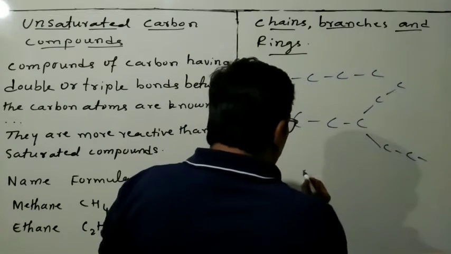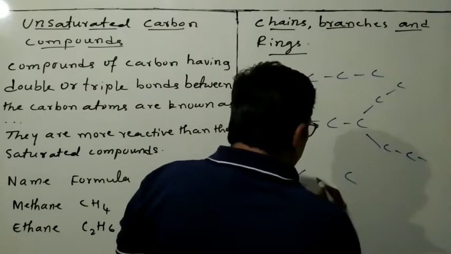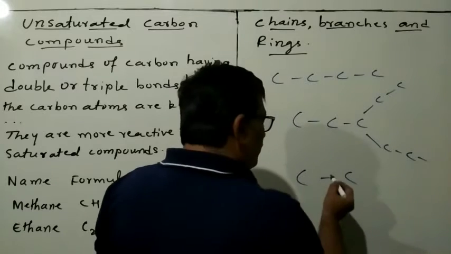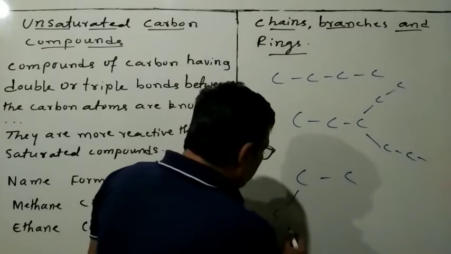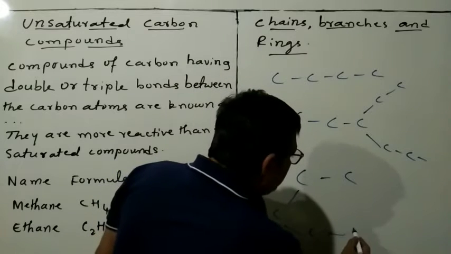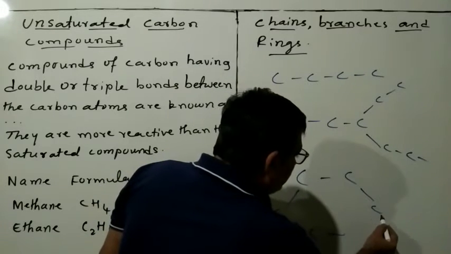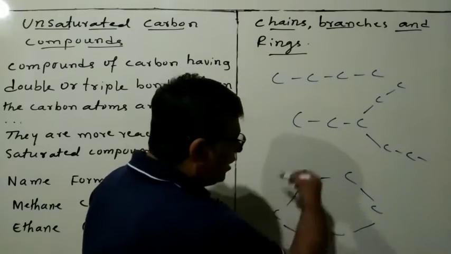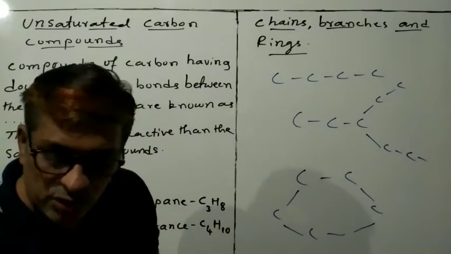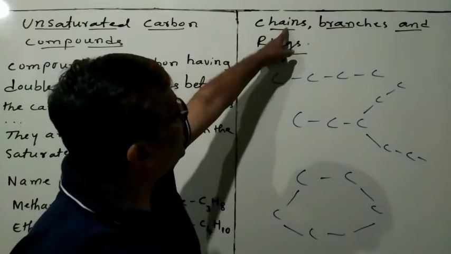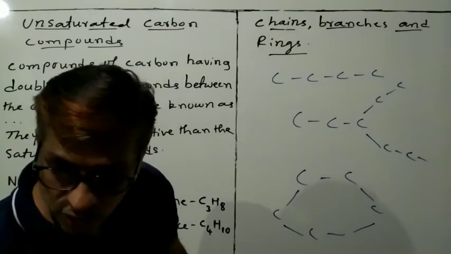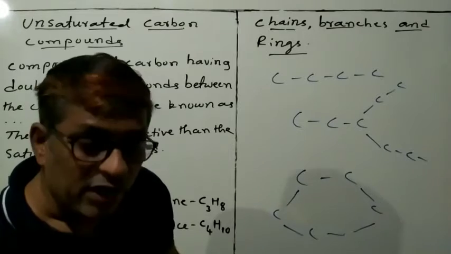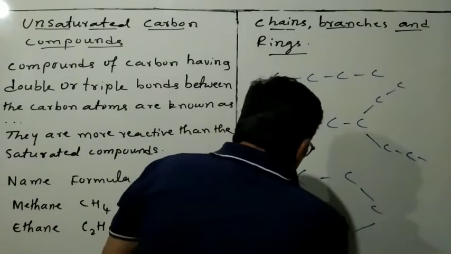And then ring wise. See, look here now. Okay, ring. You can make a ring like this. So like this way, ring-like structures. So yeah, this is the chains and branches and rings. So in this way, this we are learning now.